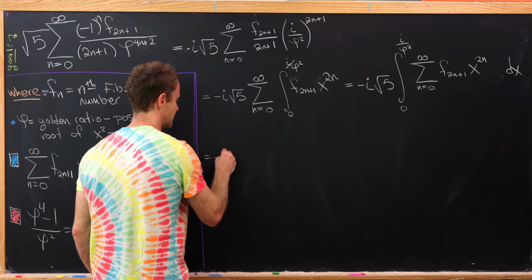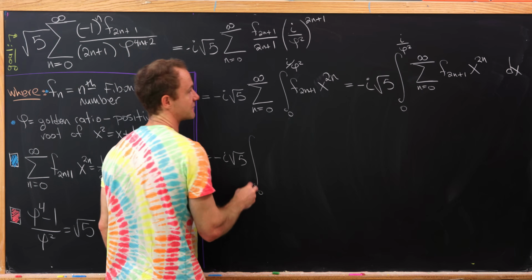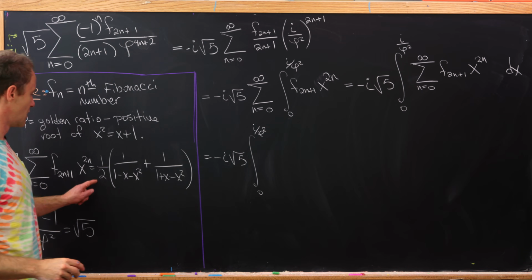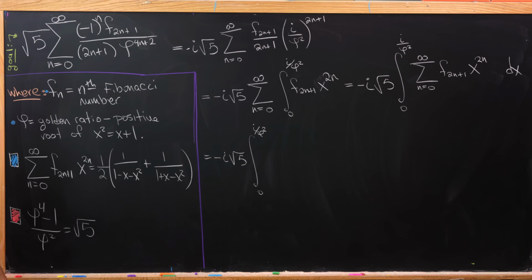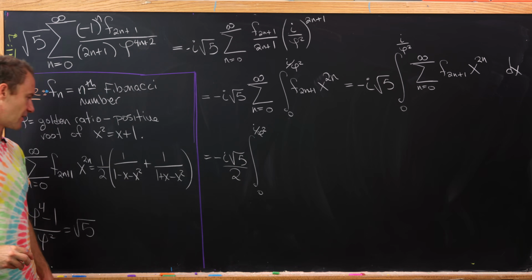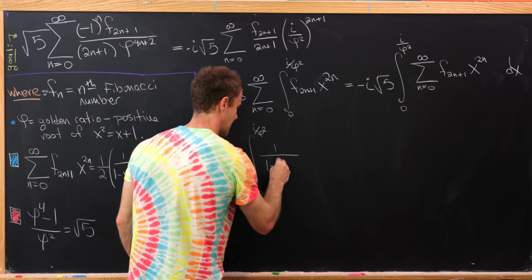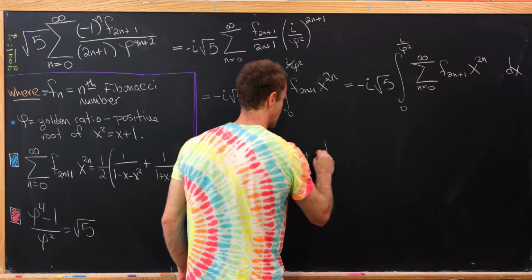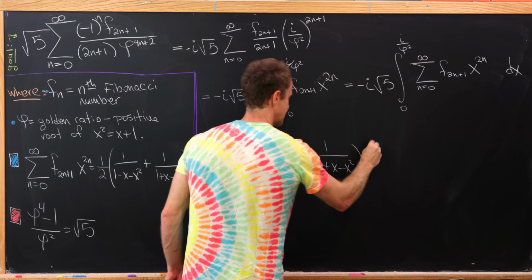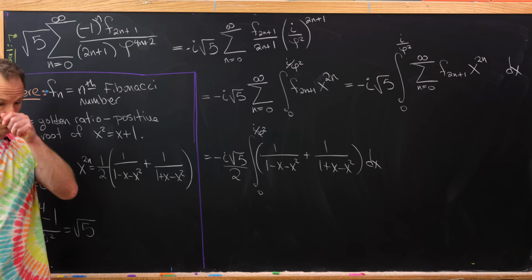So here we have this is minus i times the square root of 5. And then we have our integral from 0 up to i over phi squared of, well, I've got a 1/2 times the sum of those two. So I'll maybe bring my 1/2 out. So I've got that half out there. And then I'll have 1 over 1 minus x squared plus 1 over 1 plus x minus x squared dx. Great. So that's where we are at the moment.